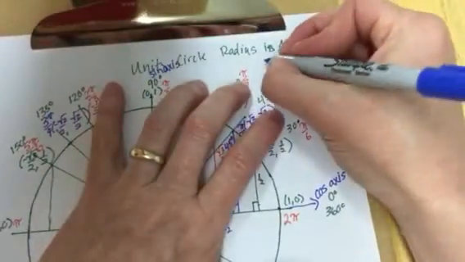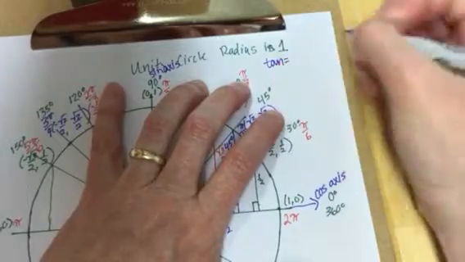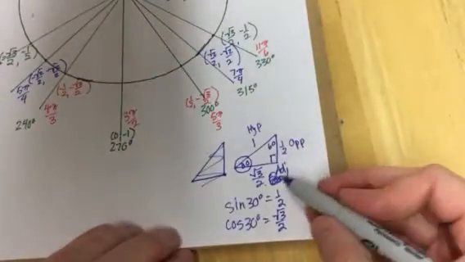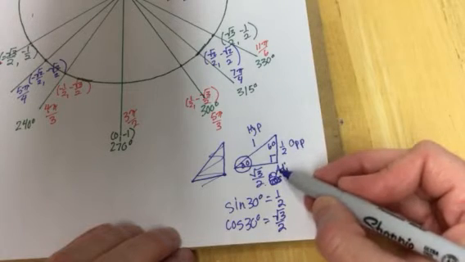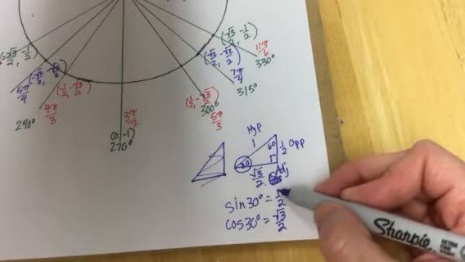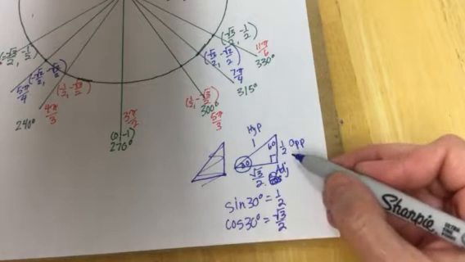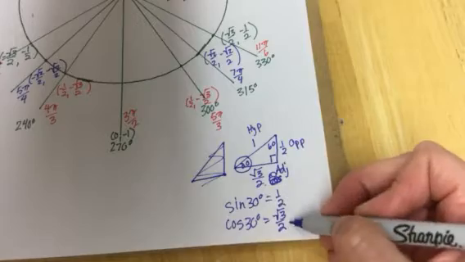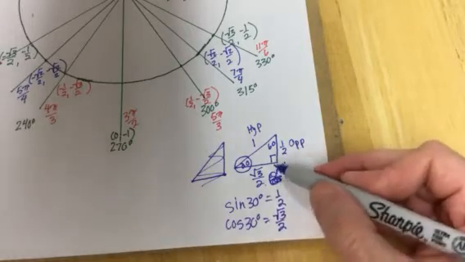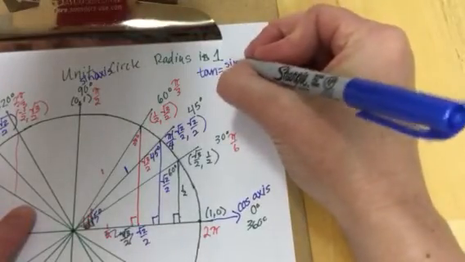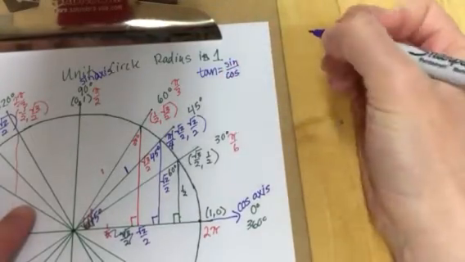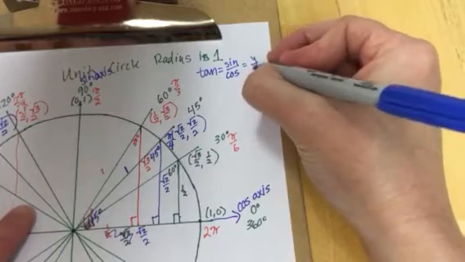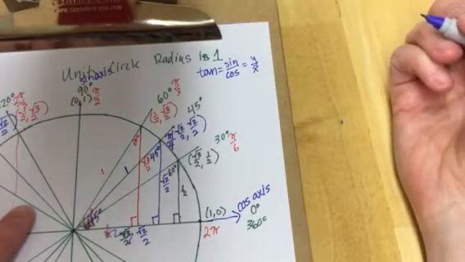Finally, sometimes they might ask us for tangent. And tangent, remember, is opposite over adjacent. And so that ends up being the same as sine divided by cosine. 1/2 divided by √3/2. Opposite over adjacent. All those things are the same. So tangent is equal to sine divided by cosine, or the y term divided by the x term.